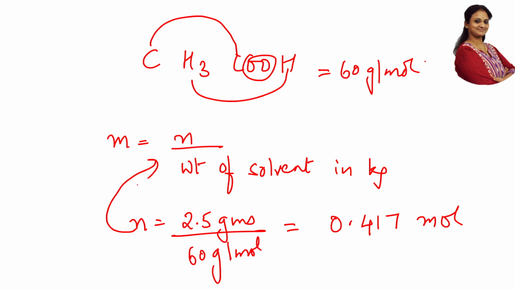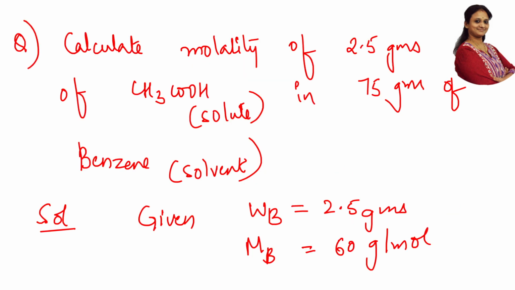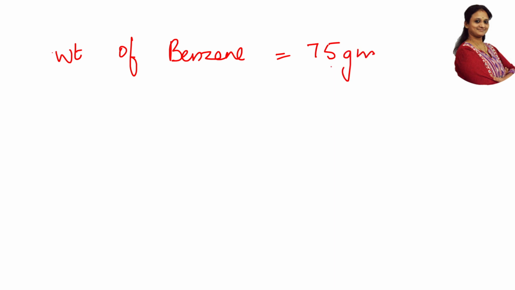But one more thing is there. Weight of solvent is given. How much is the weight of solvent given? 75 grams. But this 75 grams should be in kg, right? So what will you do? First of all, you will calculate the weight of benzene. You have to convert this gram into kilogram. How to convert gram into kilogram? You multiply 75 into 10 raised to the minus 3, that is 1000, right?